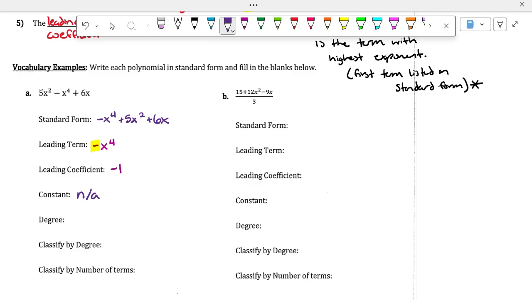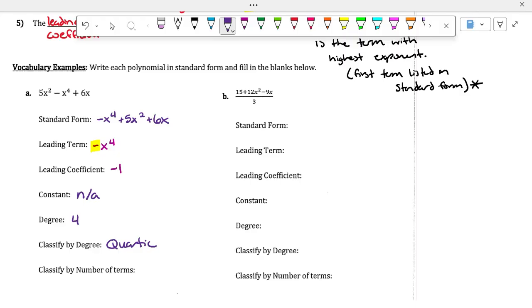What's the degree? So degree is the highest exponent. So what's the highest exponent here? 4. What would be the name of it if we classified it by degree? Quartic. That's why I told you degree 4, degree 5. I told you to see it again. So that's a quartic.